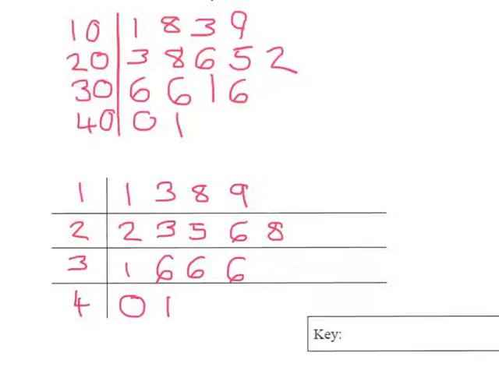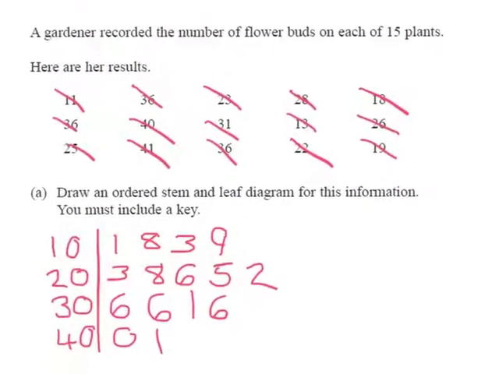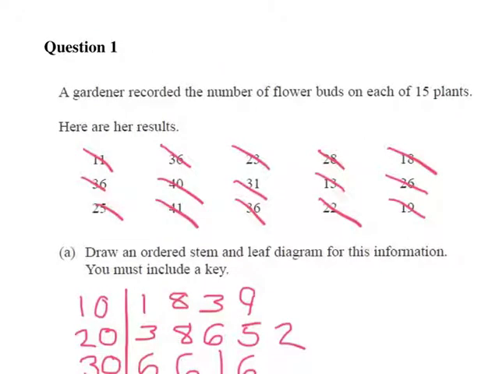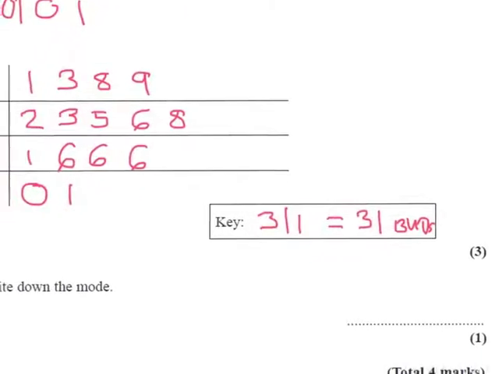Okay, so that's obviously the stem and leaf diagram complete, but as my mum used to say to me when I was a kid, don't leave home without your keys, don't forget your keys. We can do that. We can just take maybe the 31 from the third row down, and we just say 3 line 1 equals 31. Now this does refer to the number of flower buds on plants, so we could put in the key 31 buds. That question's done. That's the 3 marks.